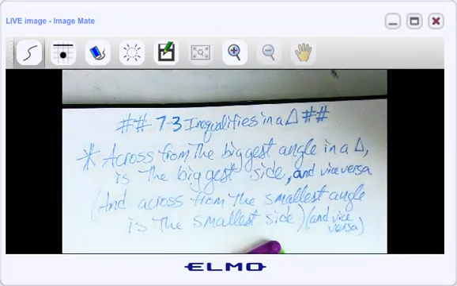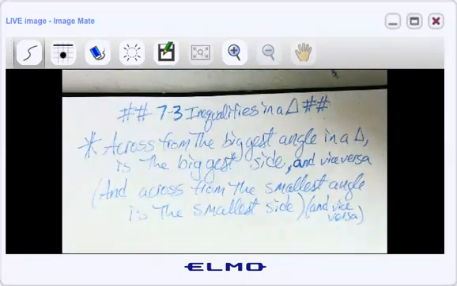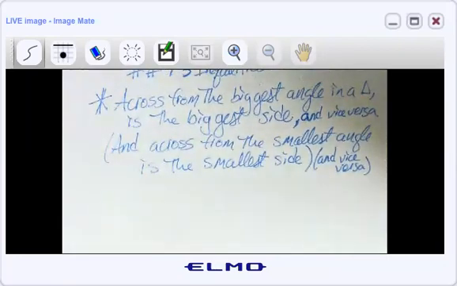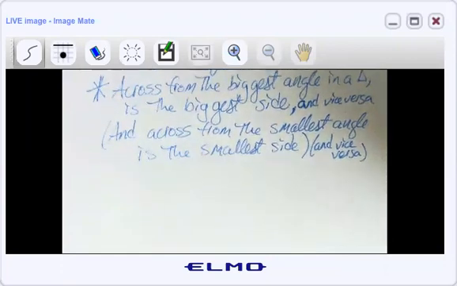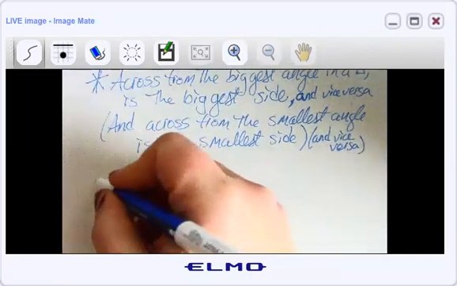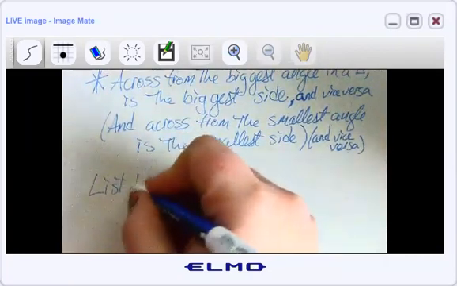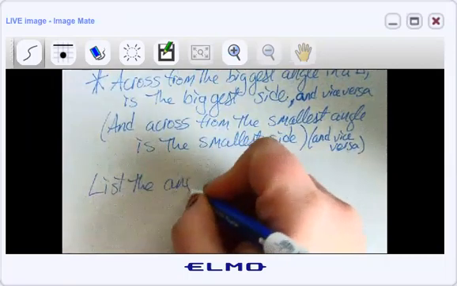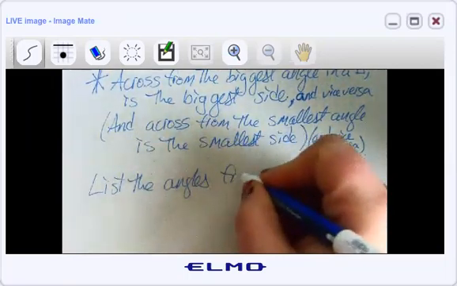Okay, so let's see if we can put this together. I'm going to give you a triangle, and let's start off by, oh, what should we do first? Let's start off with, I'll give you the lengths of the sides, and then you tell me the angles from least to greatest. Okay, so let's do that. List the angles from least to greatest.